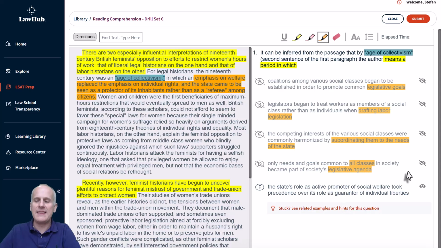Goodbye to D. And then lastly, choice E, the state's role as active promoter of social welfare, well, that seems pretty good, took precedence over its role as guarantor of individual liberties. Ding, ding, ding. That is our correct answer, choice E. And you can see we still have to engage with an upfront read, even when we're being tasked with a specific term location referent first question, as was the case with the first question of the first passage of Reading Comprehension Drill Set number 6 over at lawhub.lsac.org.